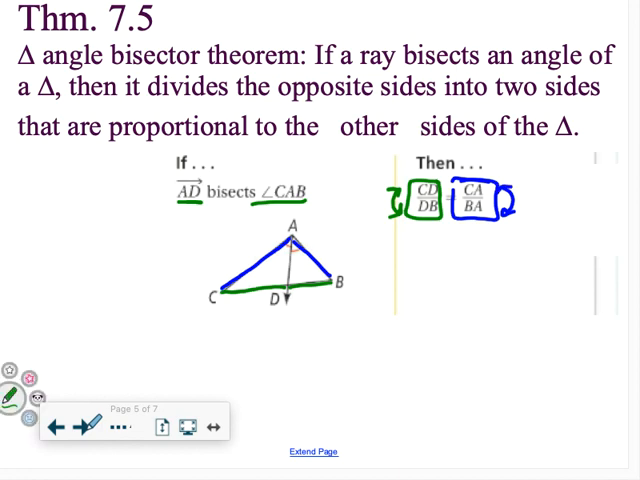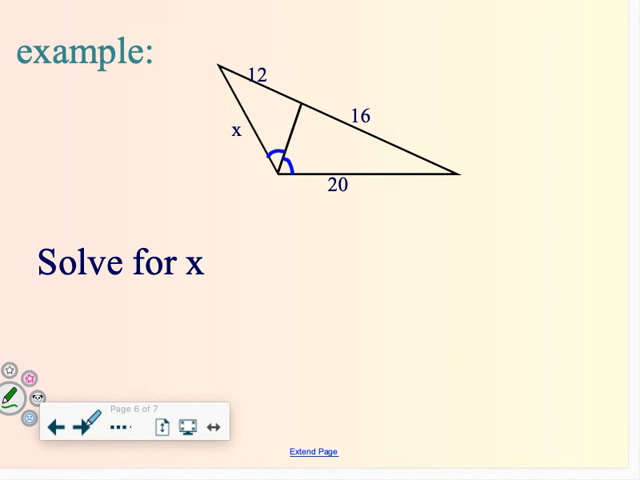So going on to our example here. We have this triangle, and we have an angle that is bisected. So we know that the ratio of this side over this side, so 12 over 16, is going to be proportional to the ratio of this side of the triangle to that side of the triangle. And so the 12 is in the same spot as the x, so those are the parts that correspond. The 20 goes here.